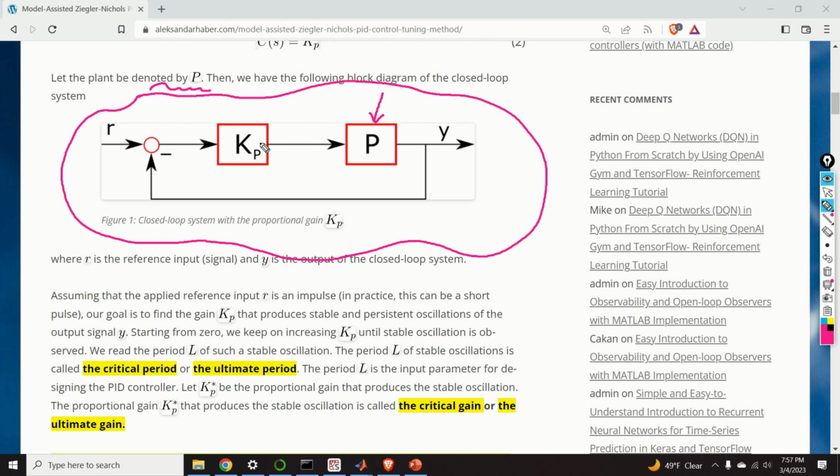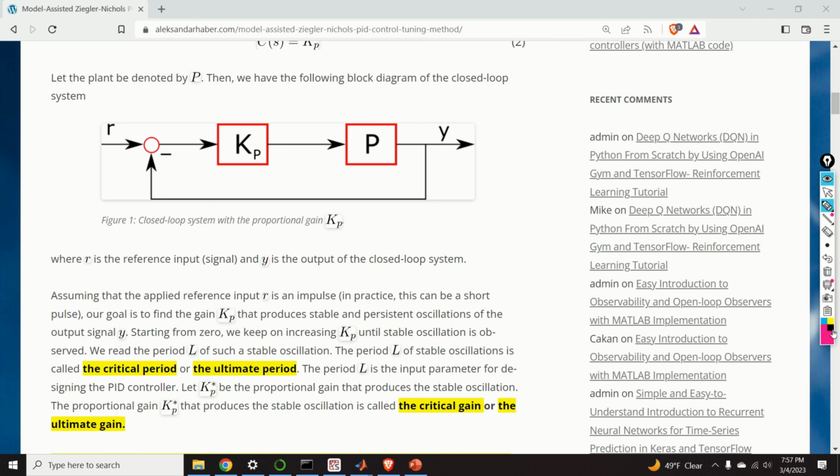In this block diagram, Kp is our proportional controller, Y is the output of the system, and R is the reference or the desired signal. Assuming that the applied reference input is an impulse, in practice this can also be a short pulse, our goal is to find Kp that produces stable and persistent oscillations of the output signal. To repeat, over here we either apply an impulse or a short pulse. Then we want to find Kp such that the output over time has this form.